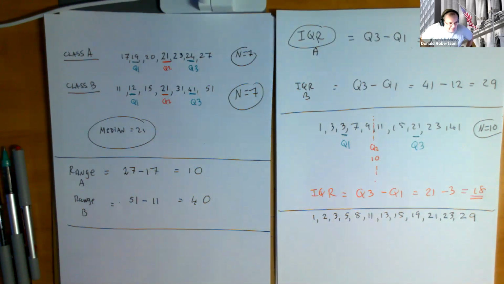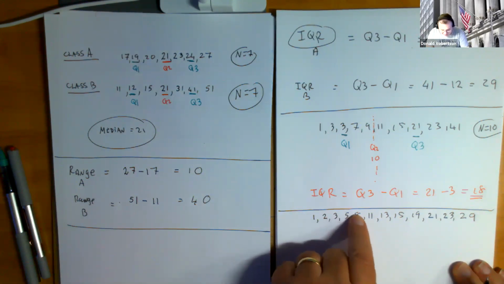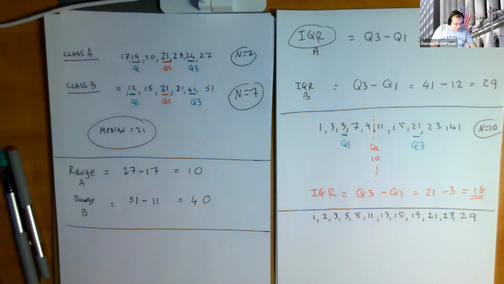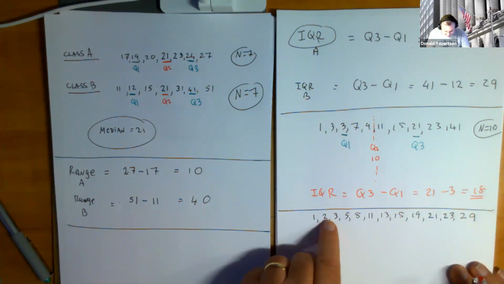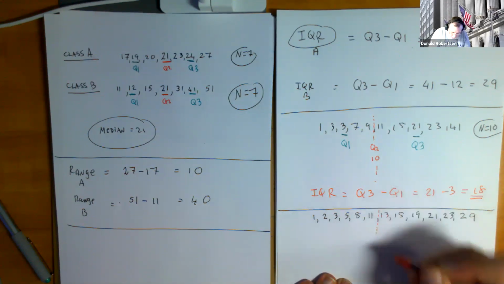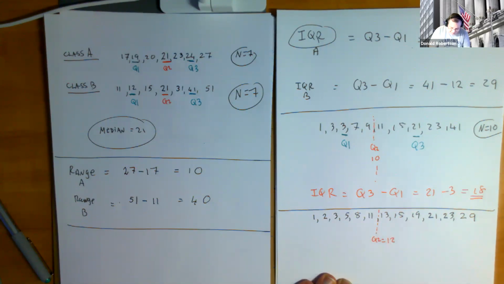This is the last variation on interquartile ranges. In this case, 1, 2, 3, 4, 5, 6, 7, 8, 9, 10, 11, 12. Okay, so there's 12 data points. So 1, 2, 3, 4, 5, 6. There's going to be your wall, right? And so the median is going to be 12.